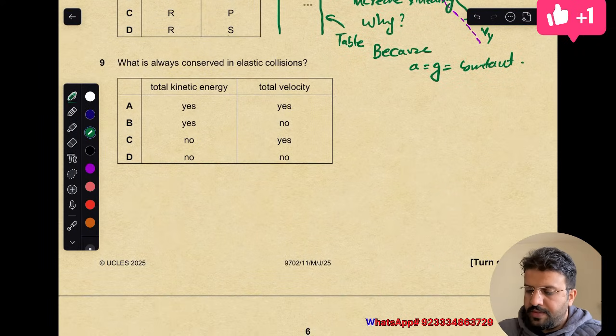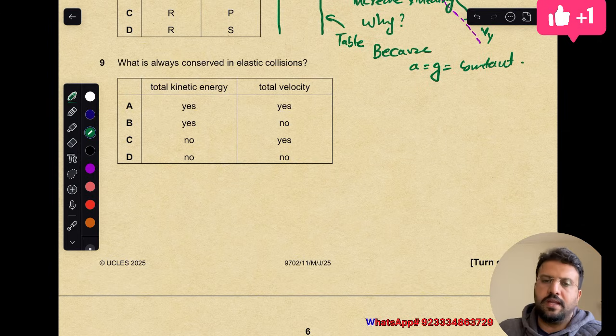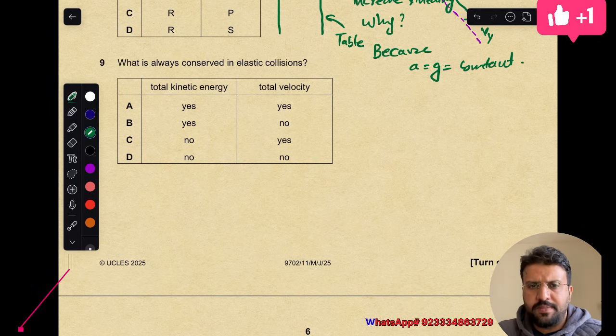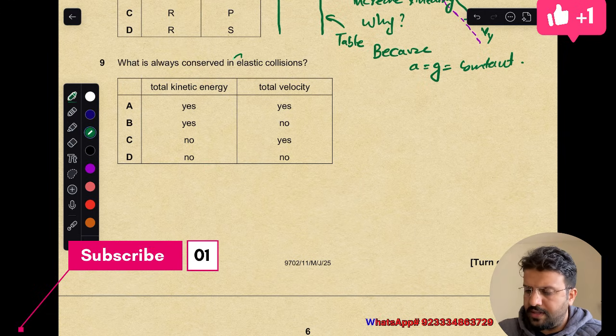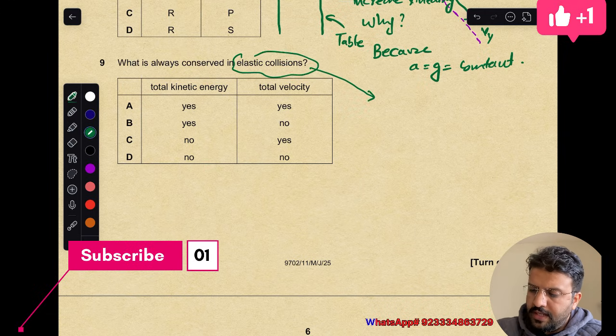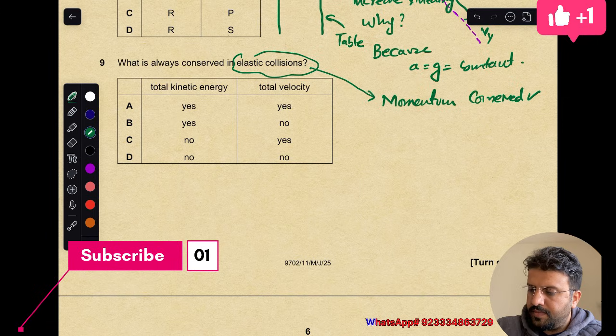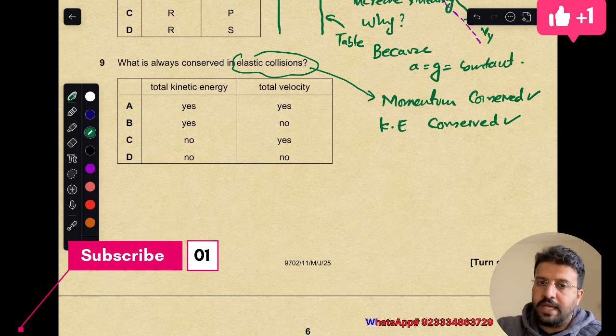And the next question: what is always conserved in elastic collisions? Okay. Now this is from energy conservation, elastic and inelastic collisions. You know, in elastic collisions, momentum remains conserved. In all the cases, kinetic energy remains conserved in all the cases.